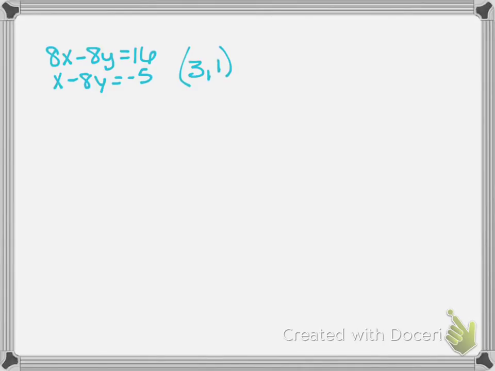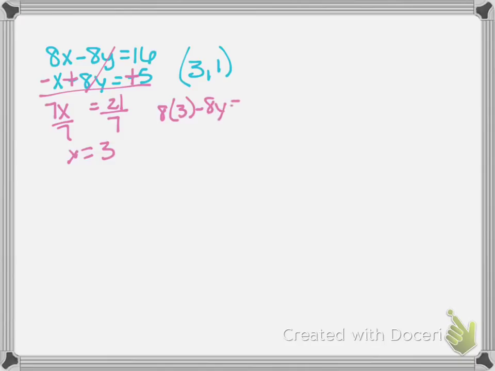Alright, so the answer to this one is 3, 1. So let's see what happens. Again, I'm going to change a sign here. There we go. So that would be 7x equals 21. I'm going to divide by 7, and x equals 3. So I'm going to substitute into the one I didn't change, which is that first one. So 8 times 3 minus 8y equals 16. 8 times 3 is 24. I'm then going to move the 24 over. And then negative 8y equals negative 8. Divide by negative 8, and y is going to be 1.